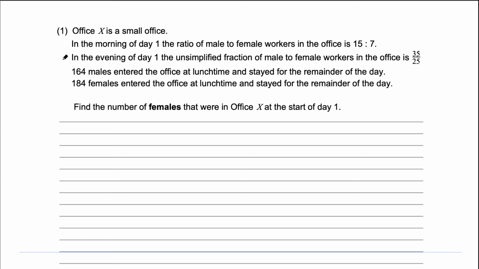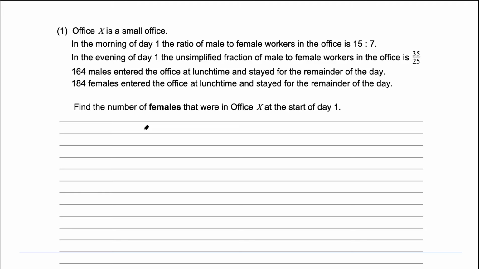So question 1 says an office X is a small office. In the morning of day 1, the ratio of male to female workers in the office is 15:7. In the evening of day 1, the unsimplified ratio of male to female workers in the office is 35:25. 164 males entered the office at lunchtime and stayed for the remainder of the day. 184 females entered the office at lunchtime and stayed for the remainder of the day. Find the number of females that were in office X at the start of the day.